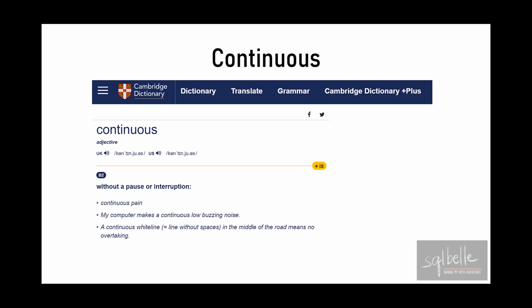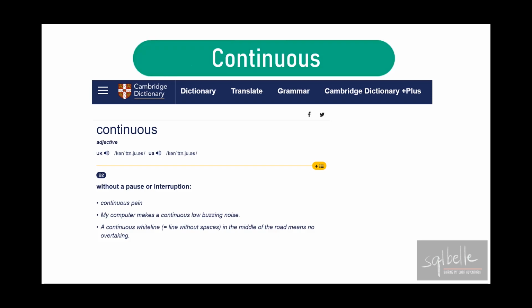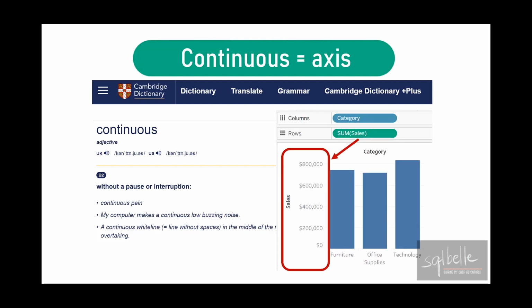Continuous means without a pause or interruption. In Tableau, you can see continuous fields as green pills, and they are displayed as axes. So you're going to have a number line that will show the values along a continuous range of values without pause, without interruption.